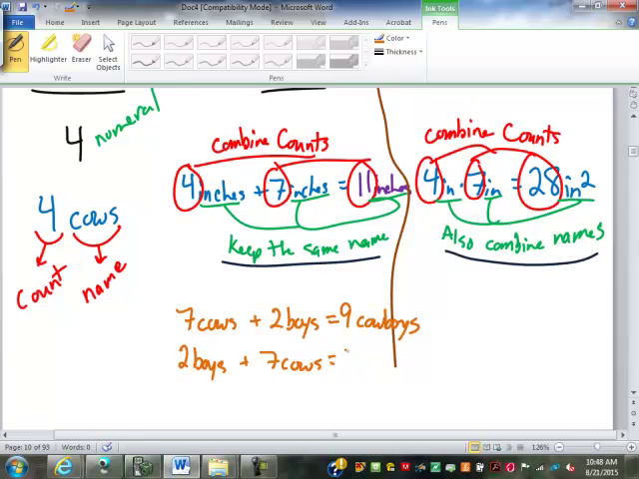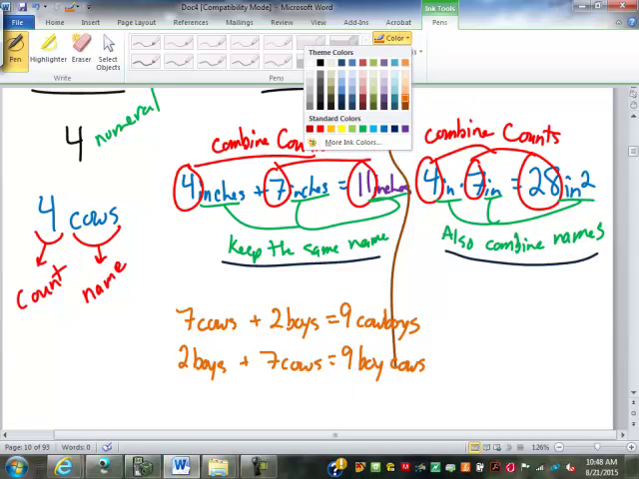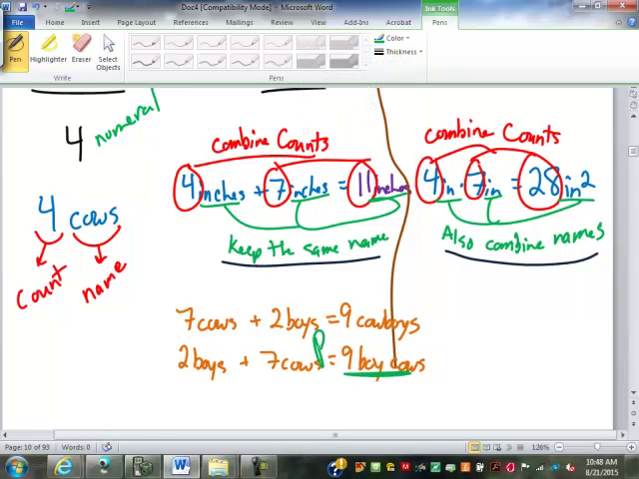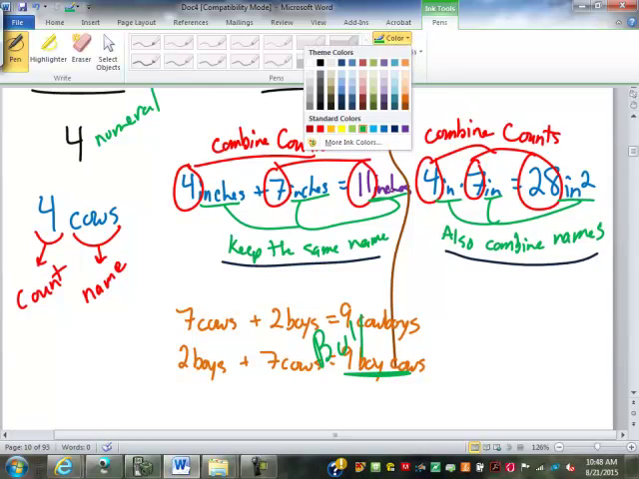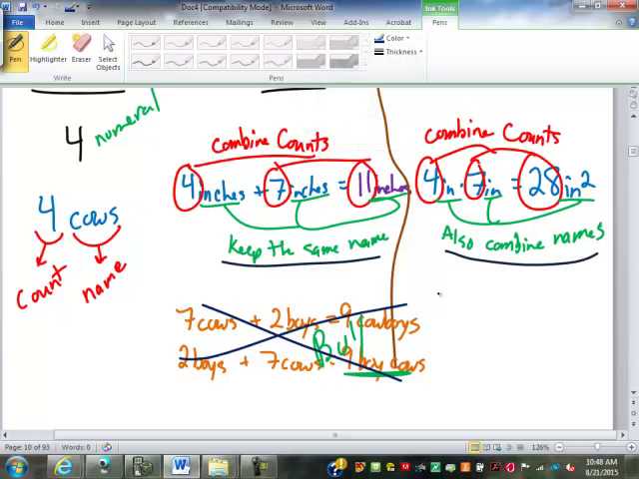2 boys and 7 cows. We get 9 boy cows. Anybody with a farm background in here? A couple of you. You'd be able to tell me that this is a whole bunch of, well, I don't know, long way to go for a joke. But there's a point behind the joke.